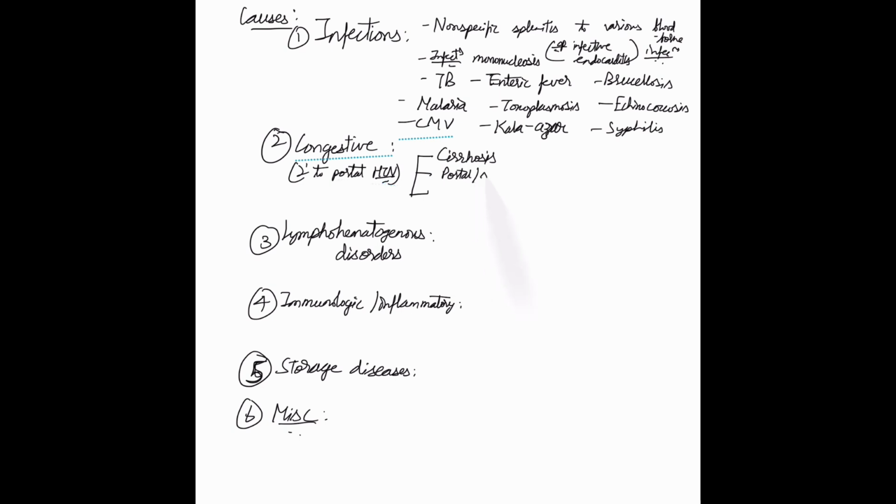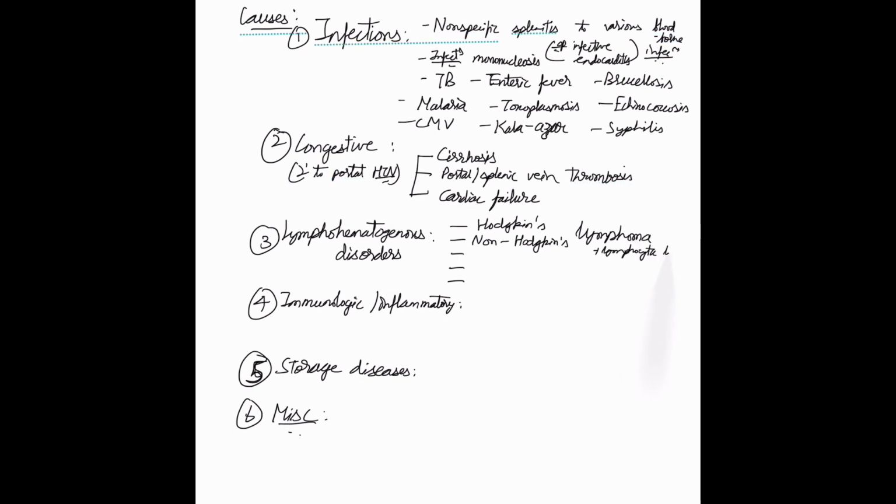Under congestive causes, it can be due to liver cirrhosis or portal or splenic vein thrombosis or cardiac failure. And on the lymphohematogenous disorders, we have Hodgkin's lymphoma, non-Hodgkin's lymphoma, multiple myeloma, myeloproliferative neoplasms like AML, CML, myelodysplastic syndrome, hemolytic anemia like G6PD deficiency and autoimmune hemolytic anemias, along with lymphocytic leukemias as well.